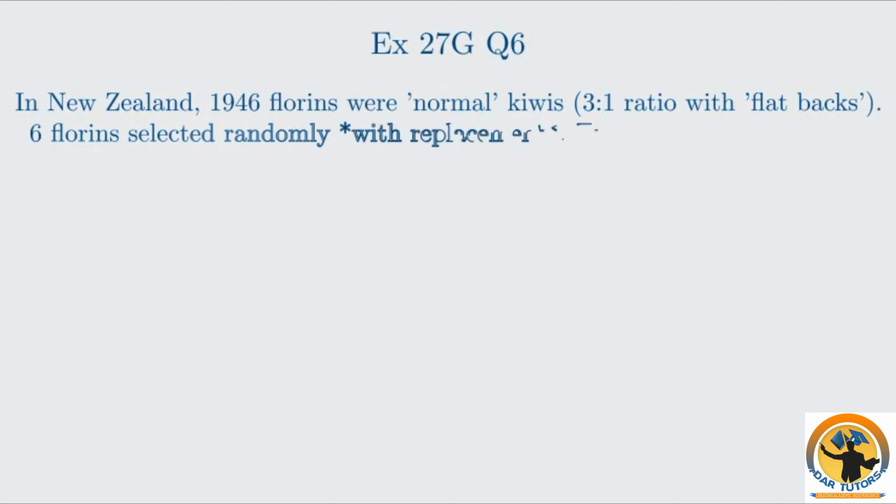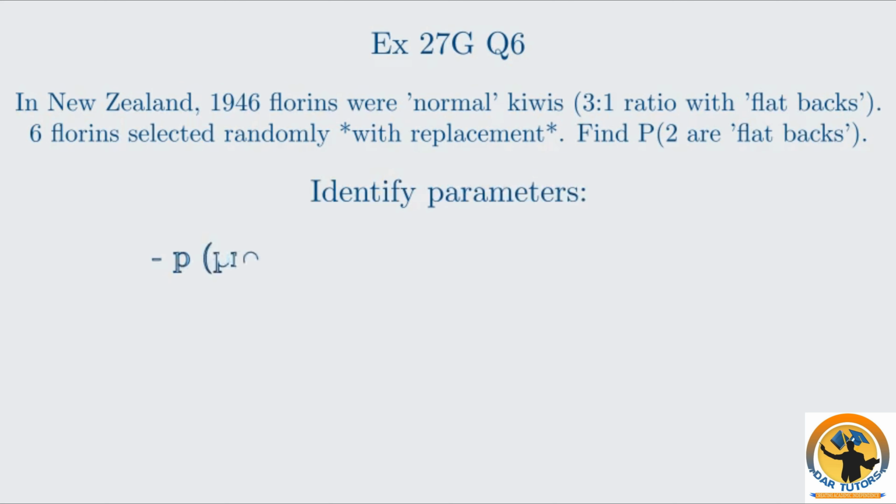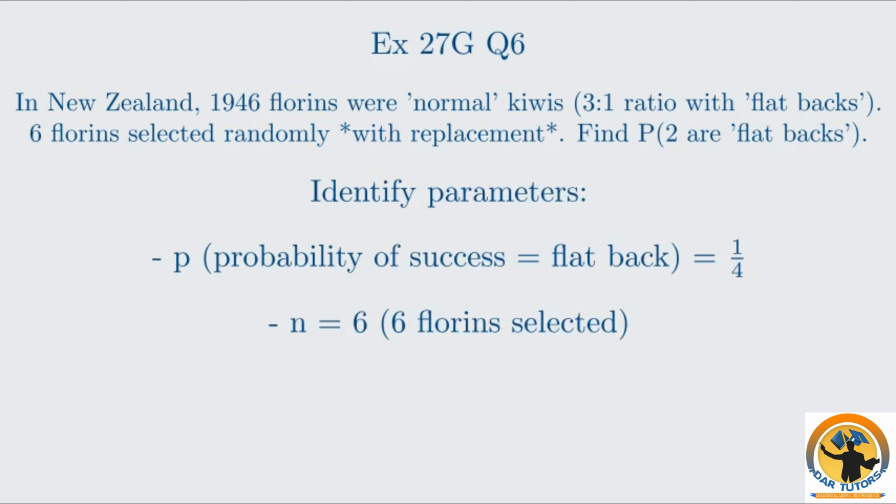Let's also look at exercise 27G, question 5. The question tells us the ratio of normal to flatback kiwis is 3:1. This means for every 4 kiwis, 3 are normal and 1 is a flatback. The probability of selecting a flatback is 1 out of 4. We have 6 trials and the probability of success is 1/4. Let X be the number of flatbacks selected. So X is distributed as B(6, 1/4).